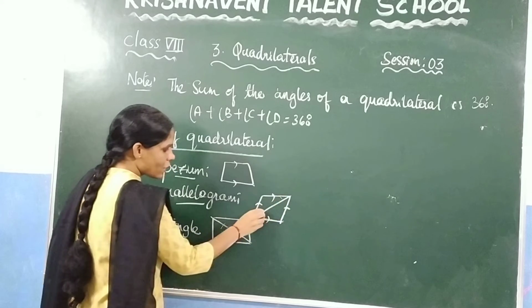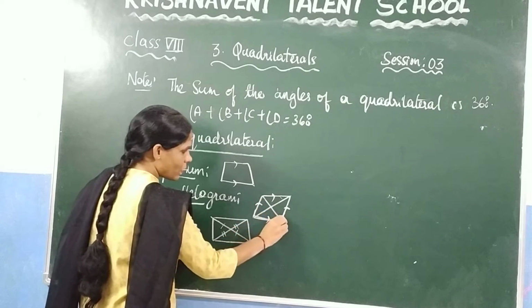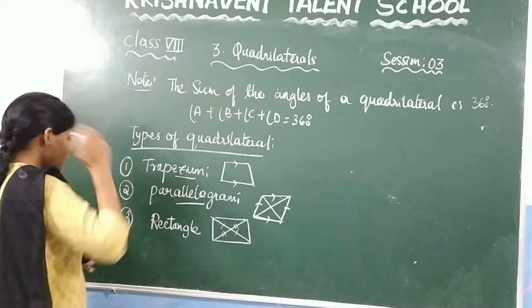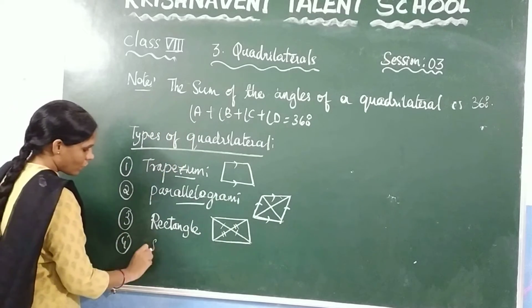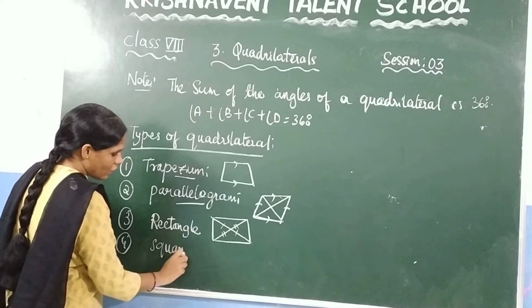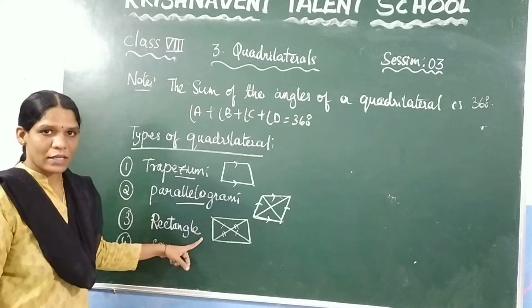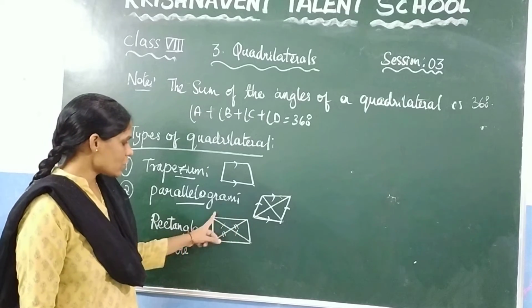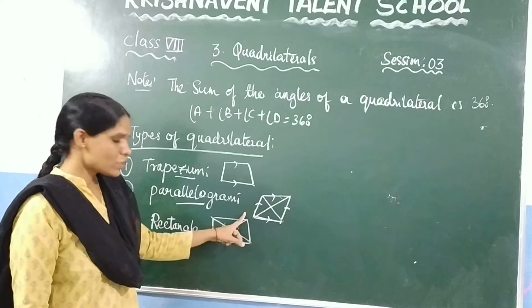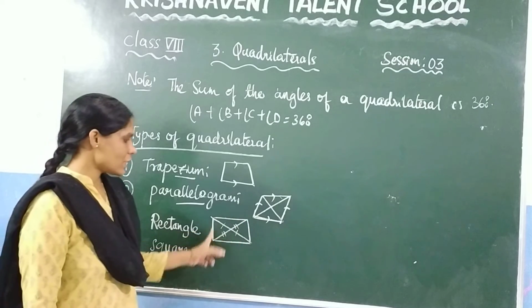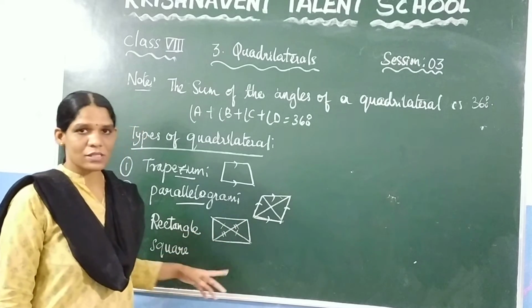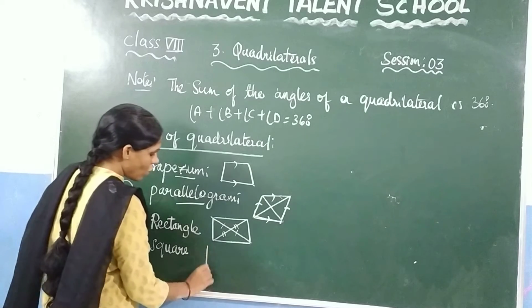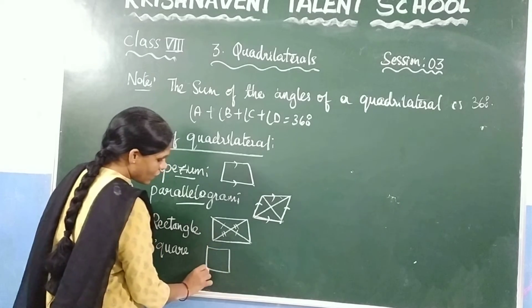Similarly, here also these diagonals bisect but not perpendicularly. Now see the next one, which is the square. What is the square? If the adjacent sides are equal in a rectangle, we will get the square. What is meant by adjacent sides? These two sides are adjacent and these two sides are adjacent. That means adjacent sides are equal is nothing but all sides are equal. So if all sides are equal, we will get the square.